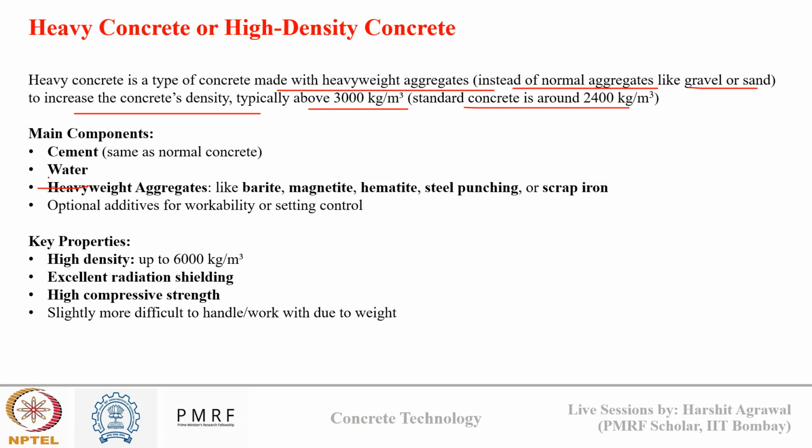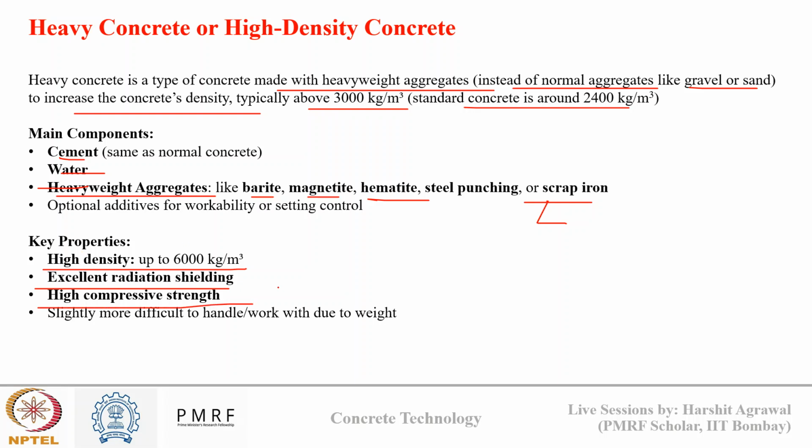What are the main components of heavy density concrete? Cement is there, water is there, and we have heavyweight aggregates like barite, magnetite, hematite, or scrap iron. These heavy aggregates are used instead of normal aggregates, and a key property is their density. For heavy density concrete it can go up to 6000 kg per meter cube. It has excellent radiation shielding because of its high density.